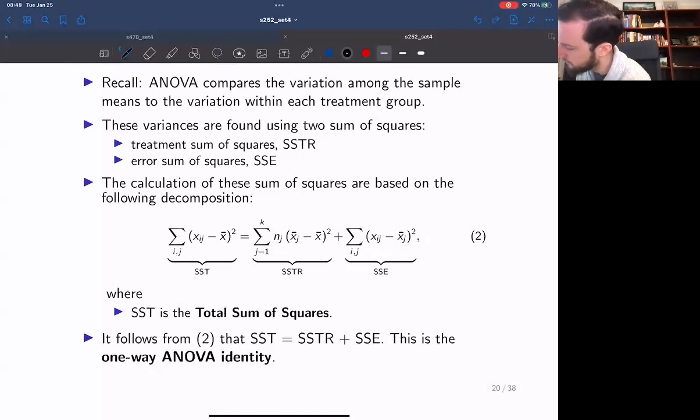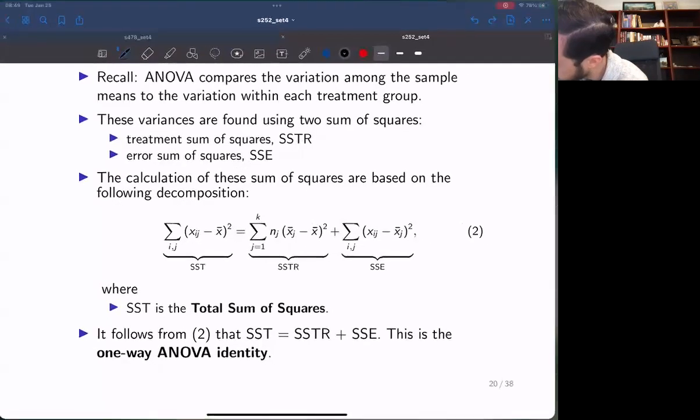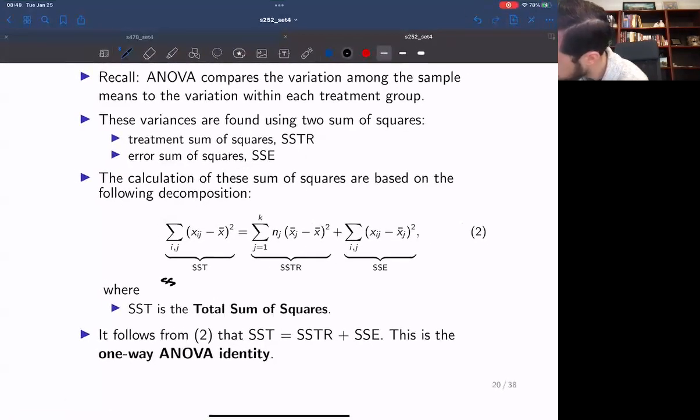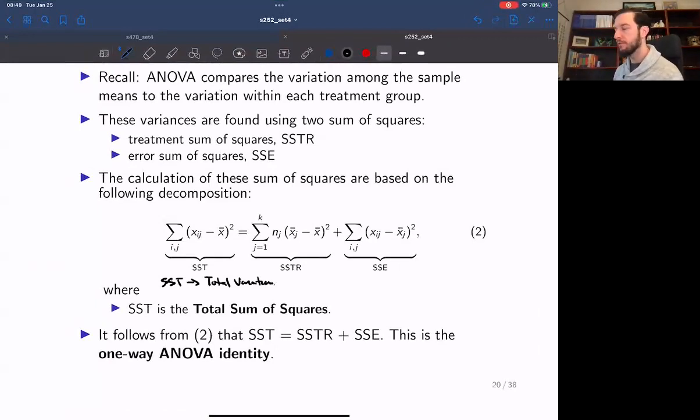Okay, so from this, SST leads to total variation, right? So if we take the SST and we divide by the overall sample size minus 1, we now have the variance of the entire data set that we are studying. So the SST is the numerator for the variance of the entire data set. The SSTR leads to between sample variation.